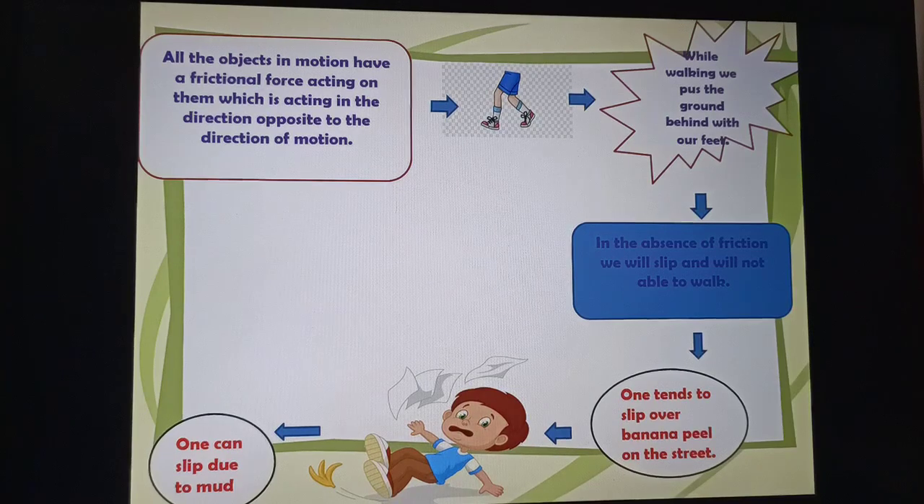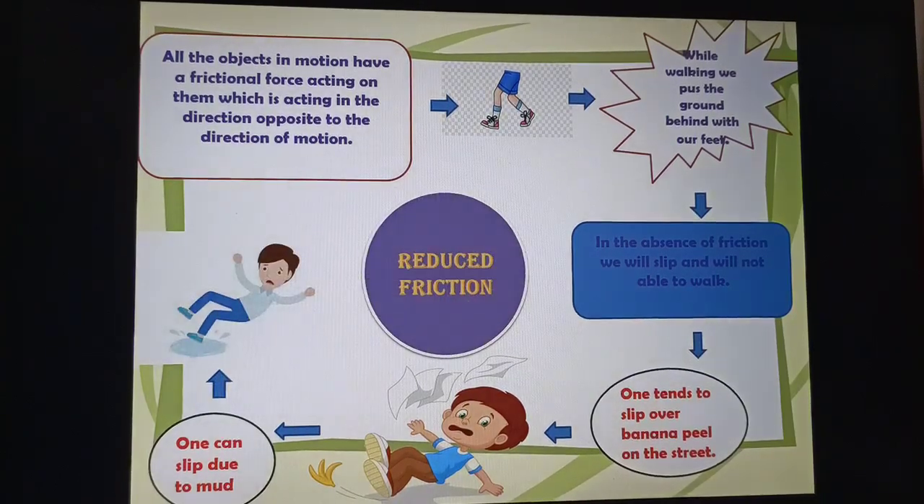One can slip due to mud. This occurs due to reduced friction. Look at this picture. This is one of the activities.